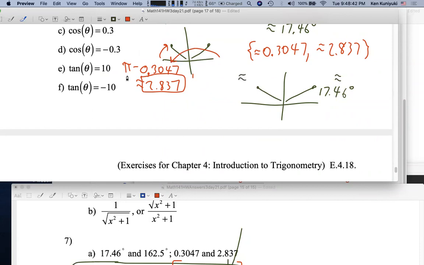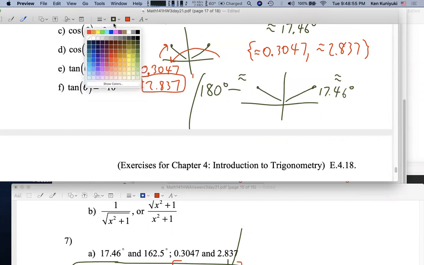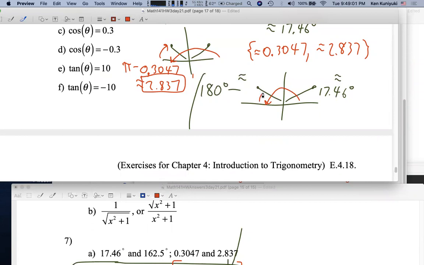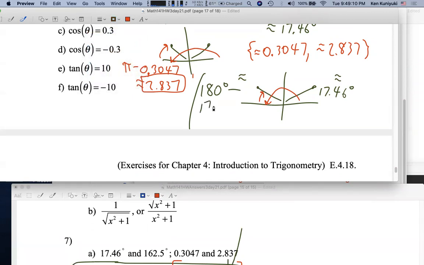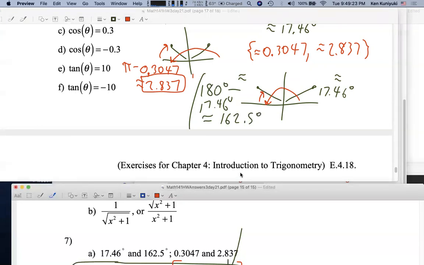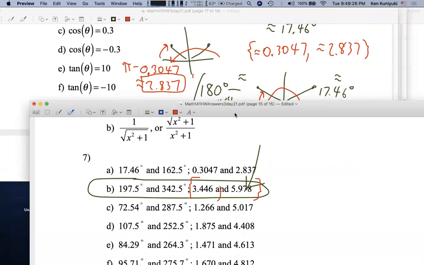When you do a half revolution, that's pi radians. Pi radians is how many degrees? Pi radians is a flip-flop, 180 degrees. Subtract off the reference angle. So 180 degrees, and you're subtracting off the reference angle, you're backtracking the 17.46. Or 180 degrees minus 17.46 degrees is about 162.54 degrees, or 162.5 degrees. It was right there, 162.5 degrees.